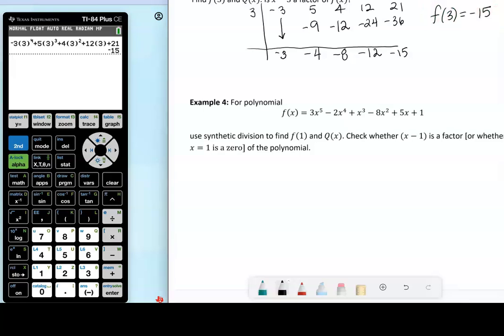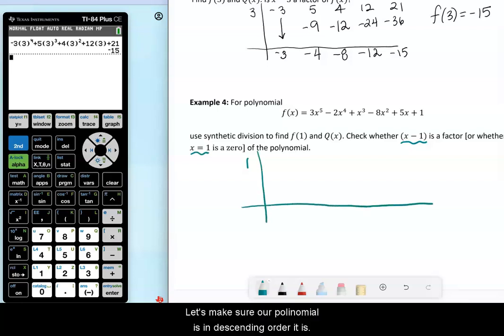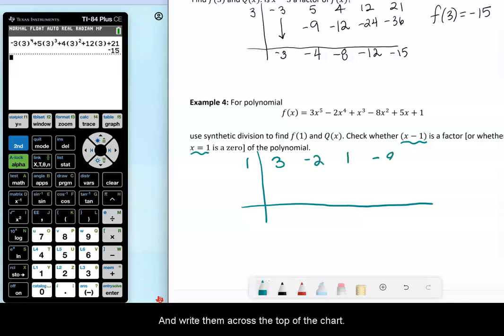We're going to take 1. We're dividing by x minus 1. So once again, that's the factor. So x minus 1 equals 0, x equals 1. And in our synthetic division, set up our chart. Let's make sure our polynomial is in descending order. It is. So let's take these coefficients as they occur and write them across the top of the chart. And then drop the first one below the line on the chart.